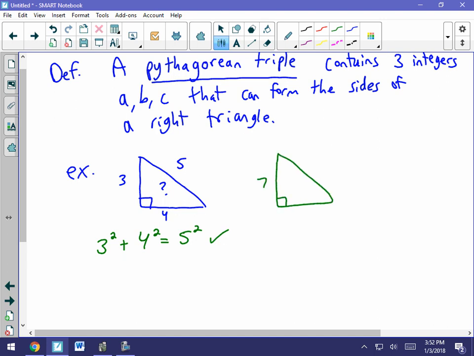All right, another common one is 7, 24, 25. So I say, okay, is that a Pythagorean triple? Well, when you do 7 squared plus 24 squared, does it come out to be 25 squared?